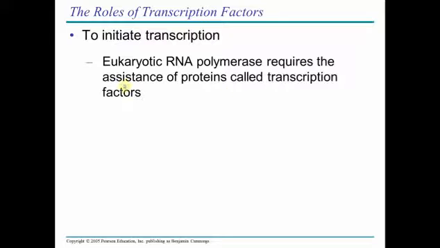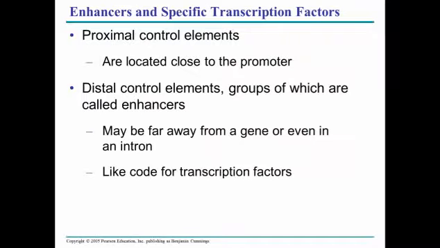RNA polymerases require the help of transcription factors, which are proteins that either assist or block RNA polymerase from working and binding. So the proximal control elements are right next to the promoters, we said, and distal can be far away or even in an intron. I should say not on a different chromosome, but within an intron, a non-coding region.